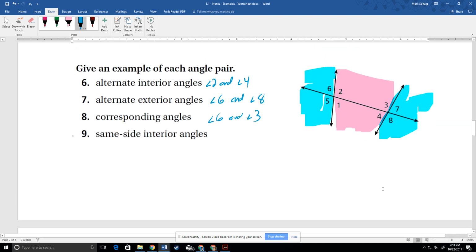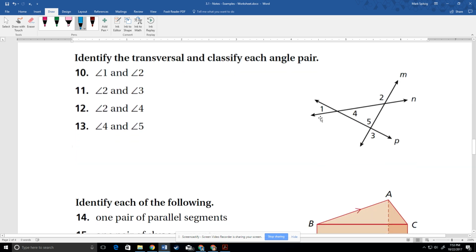Of course, you could say 2 and 7, 1 and 8, 5 and 4 as well. And then same side interior, well, we know they're going to be on the interior, right? So they're going to be something like in this purple region. So let's start with angle 2. Well, on the same side of the transversal as angle 3. So that works. Of course, angle 1 and angle 4 also would be fine.